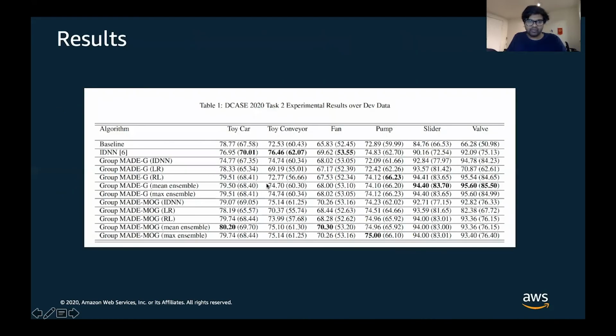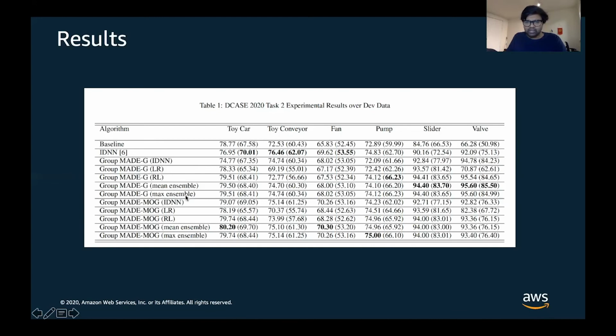So here are the results. I know this is slightly dense, but the key thing to notice here is essentially we compare with 2 models. Baseline was a baseline feed forward autoencoder provided by the challenge organizers, and IDNN is the interpolating deep neural network paper that I talked about. And then, as I said, GroupMADE G and GroupMADE MOG, and 3 different orderings. And we also present the results for mean ensemble and the max ensemble.